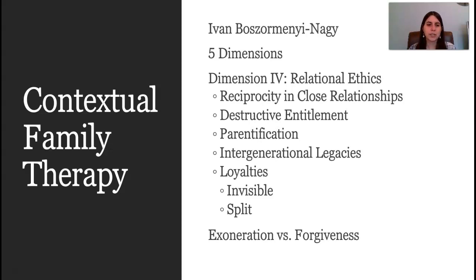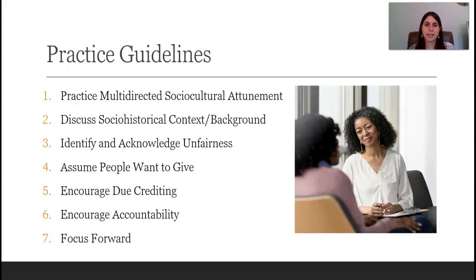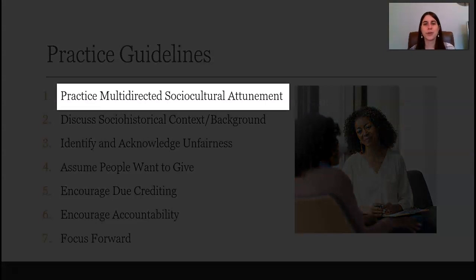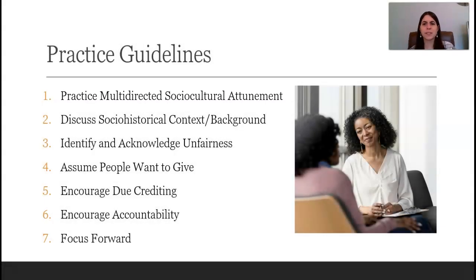So let's look at some practice guidelines. In our text, there are 7 practice guidelines for thinking about how to work with a contextual approach with clients. And the first is practicing multi-directed sociocultural attunement. This is where therapists seek to understand and attune to each person's sociocultural experience and empathize with it, setting the stage for clients to experience empathy for each other.